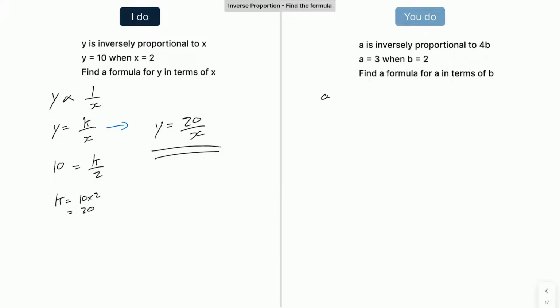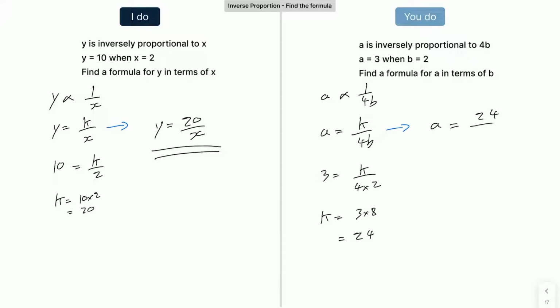So here we have A is inversely proportional to 4B. Substitute the values in, and that becomes K is equal to 3 times 8. And that's that. And now just sub the value of K into here, and you have your answer. So that is 24 over 4B. In fact, that can be simplified, so we can write that as 6 over B: A is equal to 6 over B.